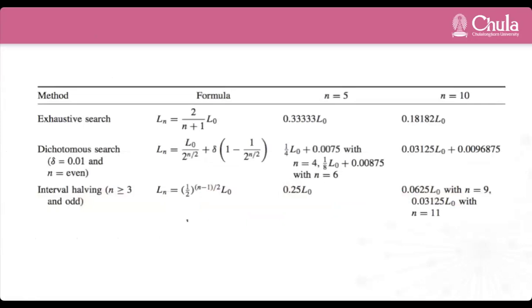So I introduced you different methods, right? Exhaustive search, dichotomous search, interval halving. And you see, this is the formula. And what happens once we repeat it for 5 times, how fast the area of interest is shrinking.